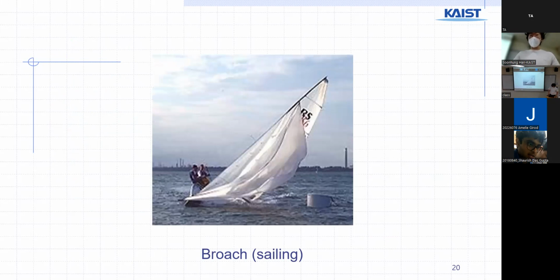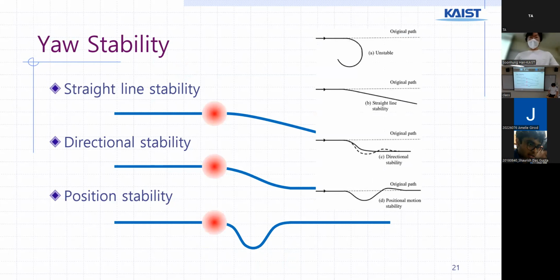Broaching in sailing is when, for example, on a ship like that, there is too much wind force against it, and that makes the ship tip or almost capsize. So yeah. See here the yaw stability. First, you can see here when it's unstable, and the other ways of stabilizing the yaw by using straight line stability, directional stability, or position stability.